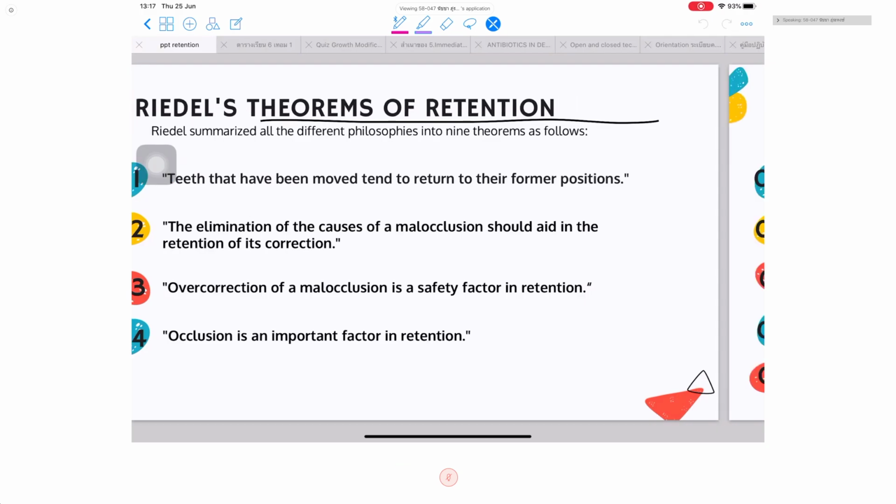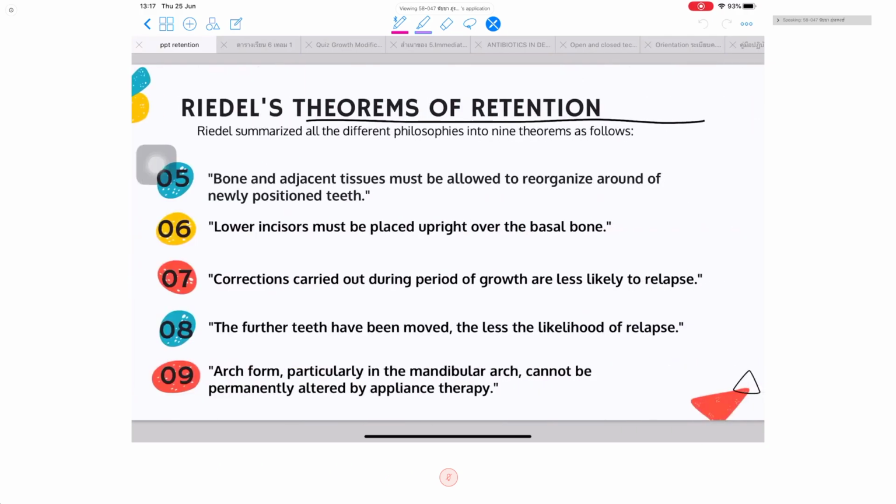Theorem 5. Bone and adjacent tissue must be allowed to reorganize around newly positioned teeth. The bone and the soft tissue surrounding the recently moved teeth require time to reorganize themselves. Reasonable periods have to be provided before all the retaining devices can be done away with completely. The soft tissue envelope surrounding the oral cavity takes longer to orient itself to the new position of the teeth.